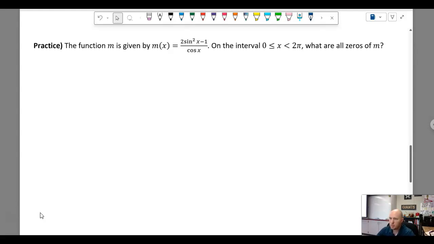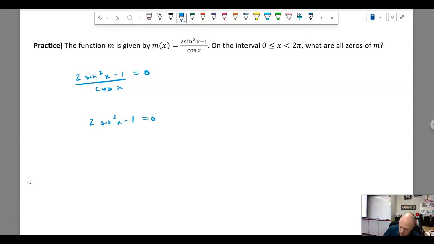Let's go ahead and give you a practice problem. I want you to solve this one, and then I'll show you the results in a second. Hopefully on this one, again, they want all the zeros, so you're going to set your function 2 sine squared x minus 1 divided by cosine of x equal to 0. Hopefully you just took the numerator, 2 sine squared x minus 1 equal to 0. You should have solved 2 sine squared x equals 1. You do that by adding 1 to both sides, and then divide by 2 gives you sine squared of x equals 1/2.